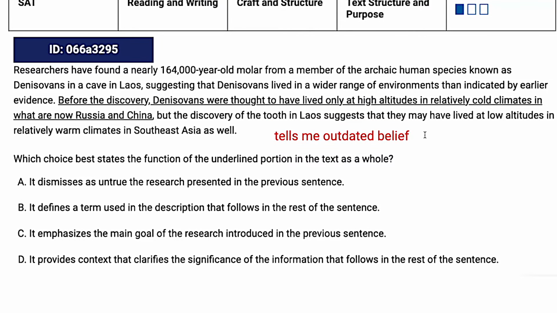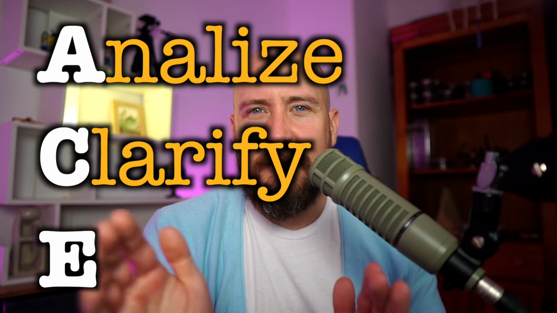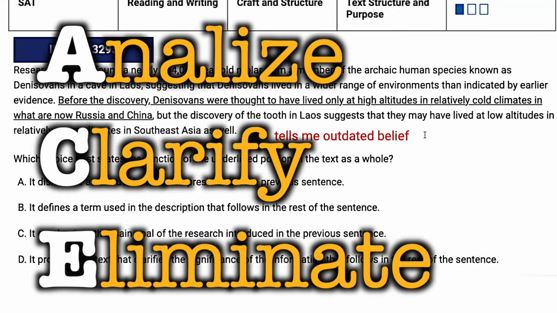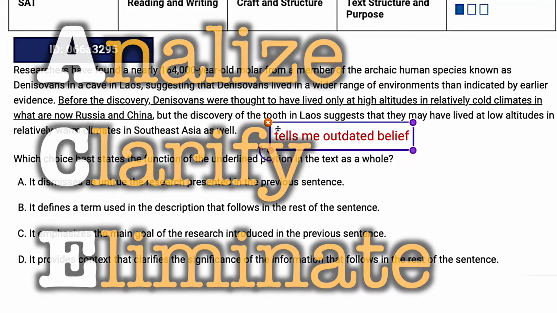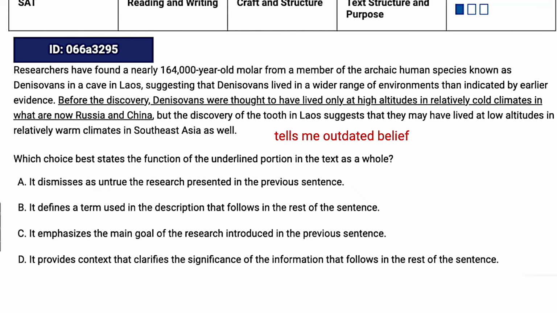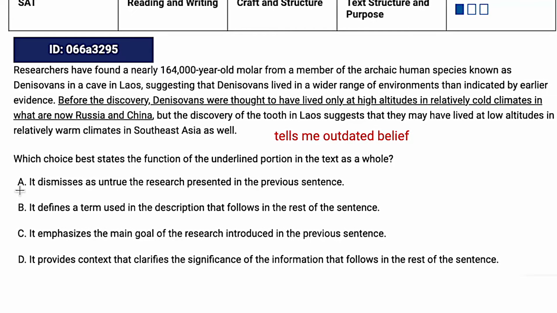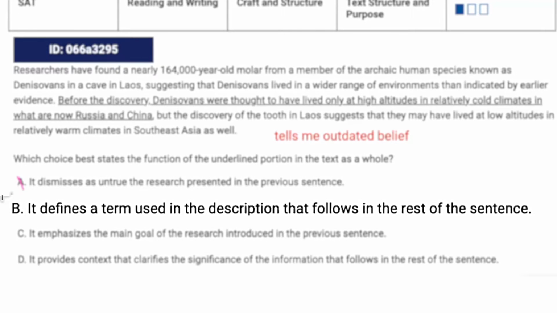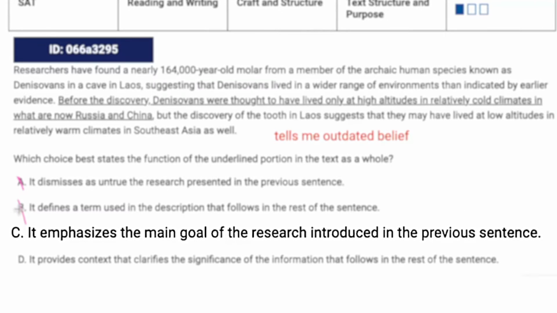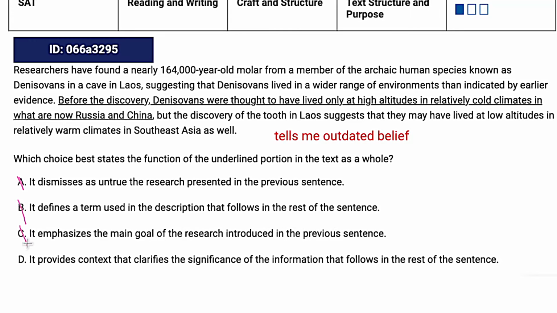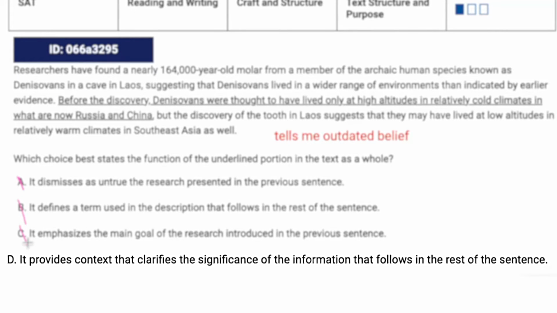And from here, I would be good to move on to step 3, which is E. And E stands for eliminate. And the E, of course, is to eliminate answers that don't match my clarification. So I'm going to take a look. It dismisses as untrue the research presented. Okay, so that's not what I said. It defines a term used in the description that follows in the rest of the sentence. No. It emphasizes the main goal of the research. No. It provides context that clarifies the significance of the information that follows in the rest of the sentence.